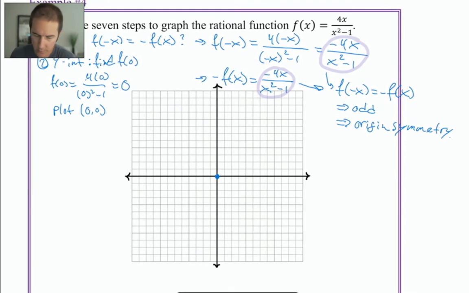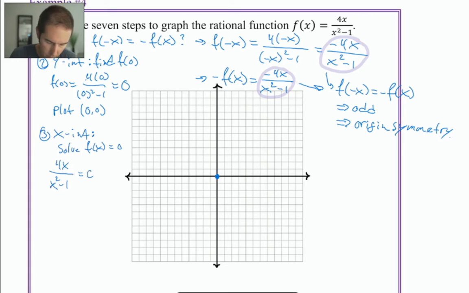The third recommendation is to find x-intercepts. To find an x-intercept, we will solve f of x equals 0. In other words, we're letting y equal 0 and then solving for x. Setting my original function equal to 0, I see that the only way to make a fraction on the left-hand side of this statement equal to 0 is for the numerator to be 0.